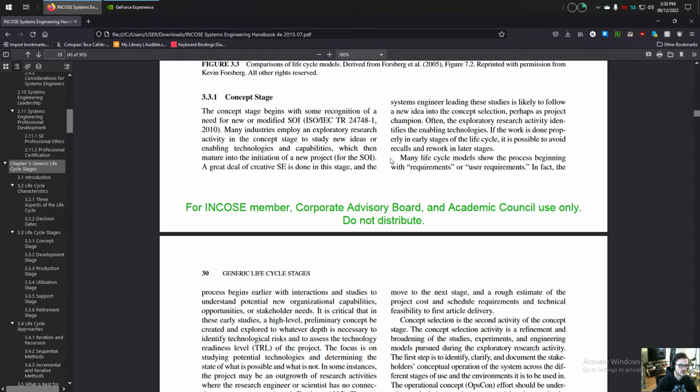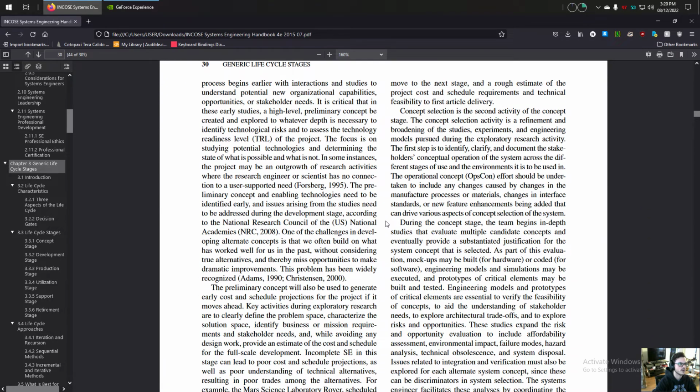Many lifecycle models show the process beginning with requirements or user requirements. In fact, the process begins earlier with interactions and studies to understand potential new organizational capabilities, opportunities, or stakeholder needs. It is critical that in these early studies, a high-level preliminary concept be created and explored to whatever depth is necessary to identify technological risks and to assess the technology readiness level, the TRL, of the project. The focus is on studying potential technologies and determining the state of what is possible and what is not. In some instances, the project may be an outgrowth of research activities where the research engineer or scientist has no connection to a user-supported need.